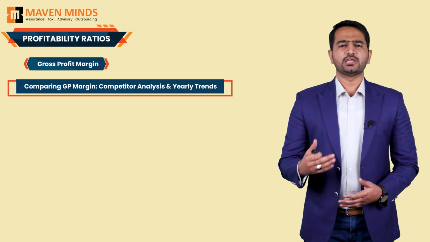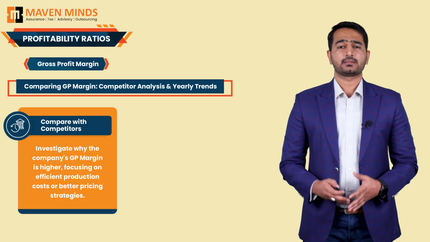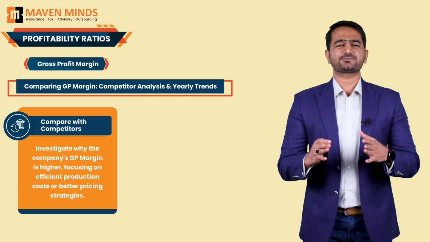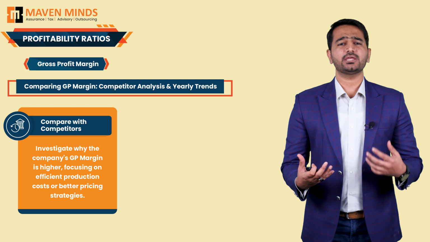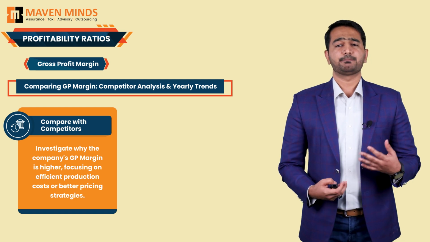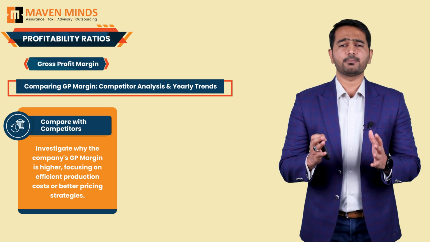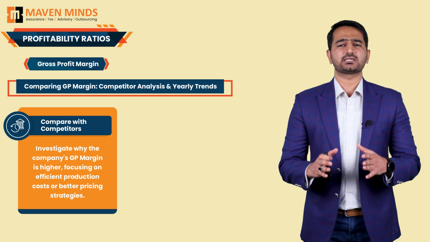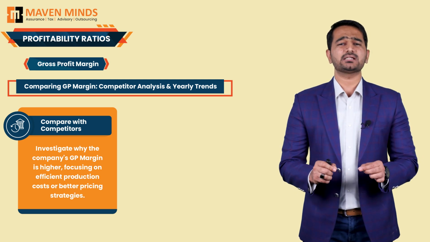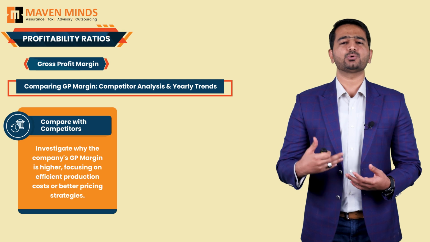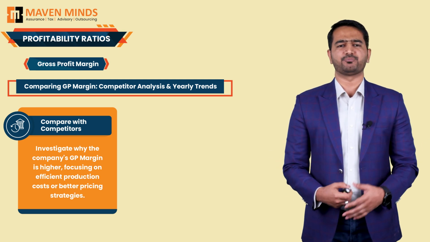For example, if your GP margin is 30%, while your competitor's GP margin is 20%. Now, this is an ideal case for investigation. You need to understand how and why your company may be performing better, perhaps due to efficient production cost, better pricing strategy, or a combination of both. This comparison gives you an insight into the company's competitive position. It provides you a clear picture on whether you are performing better than your competitors or if there is still some room for improvement.